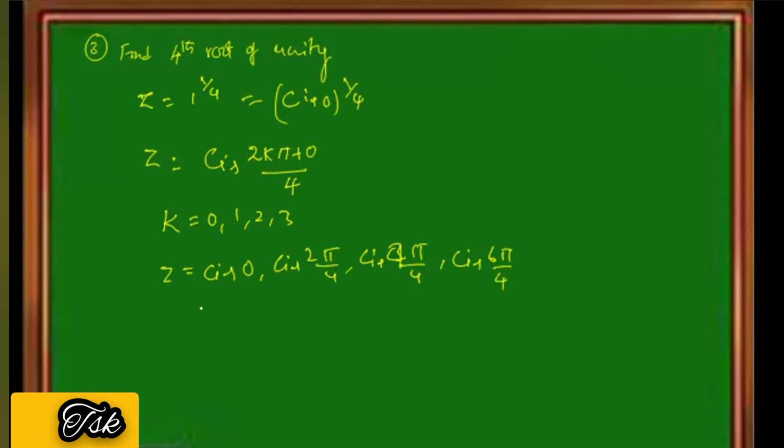We'll get this. Cis 0 is 1. Cis pi by 2 is i. Cis pi is minus 1. And then cis 3 pi by 2 is minus i. So the fourth roots of unity are plus or minus 1 and plus or minus i. The sum of the nth roots of unity is 0.